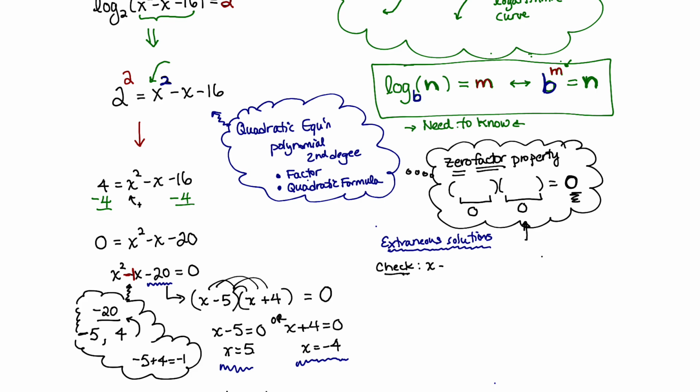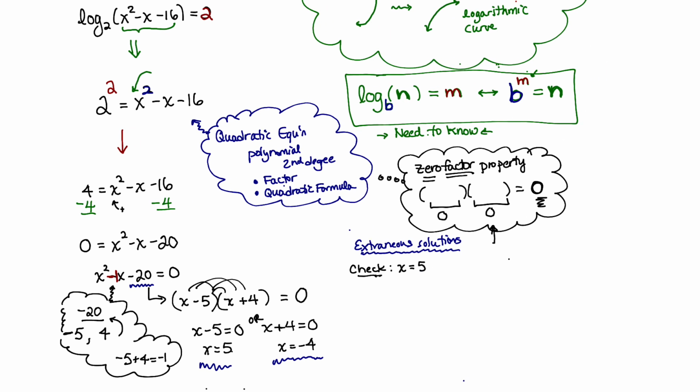And checking means we're going to take our solutions and put them back into our original equation. So I am going to take my log base 2, and in place of x, I'm going to put 5. Now, our equations are pretty simple. It shouldn't take too much effort to look at this. Let's see, this means I have log base 2 of 5 squared, which is 25. And then I'm going to subtract 5 and 16. So that means I have log base 2 of, let's see, 20 minus 16, which is 4.